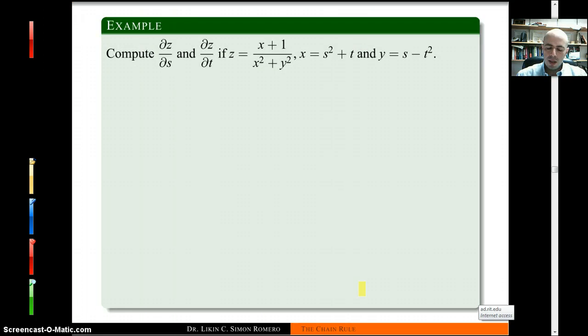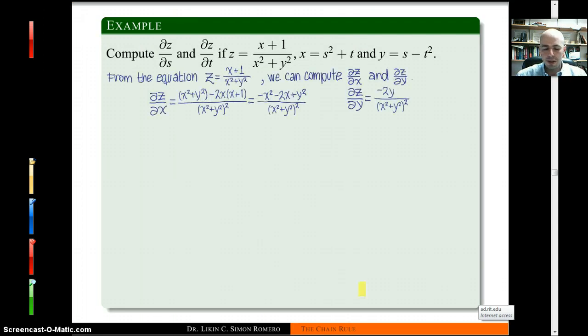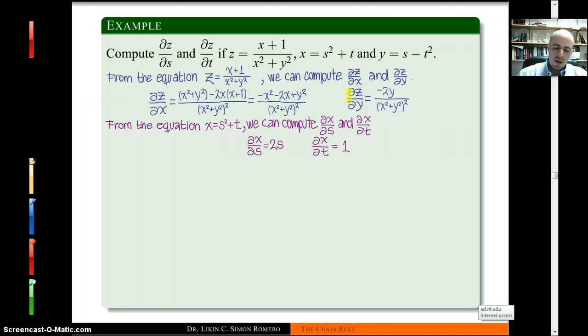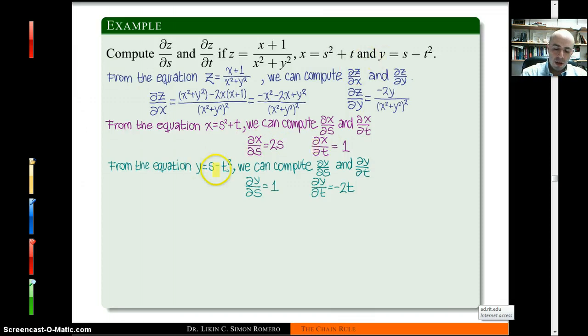So let me compute those partial derivatives if we have these expressions. Again, c depends on x and y. How much? So we can compute how much c depends on x and how much c depends on y. From this equation, we get that x depends on s and t. How much? Well, this is how much x depends on s and how much x depends on t. The same thing for the other equation, y depends on s and t. How much y depends on s is given by this, and how much y depends on t is given by that. Now, how do we put them together?